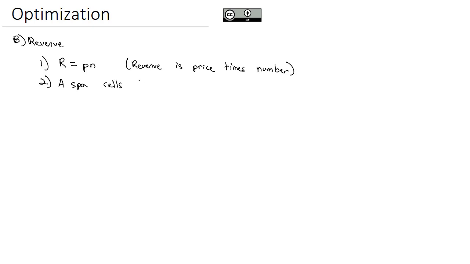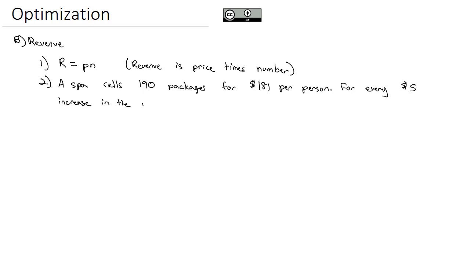Let's say, for example, a spa sells 190 packages for $181 per person. And through some market research, they've determined that for every $5 increase in the price, well, if you raise the price, what's going to happen? Fewer people are going to buy it. For every $5 increase, 9 fewer will purchase them.